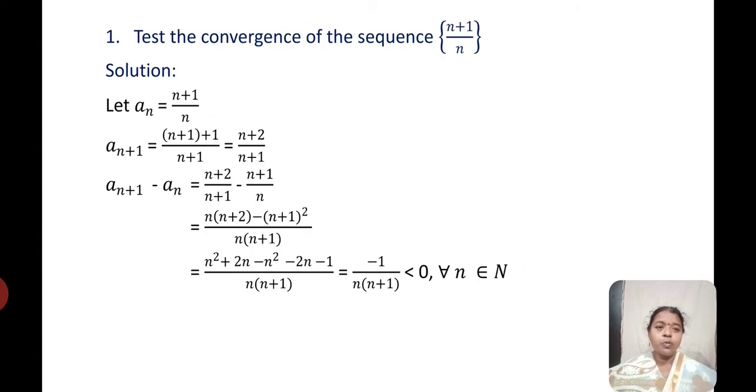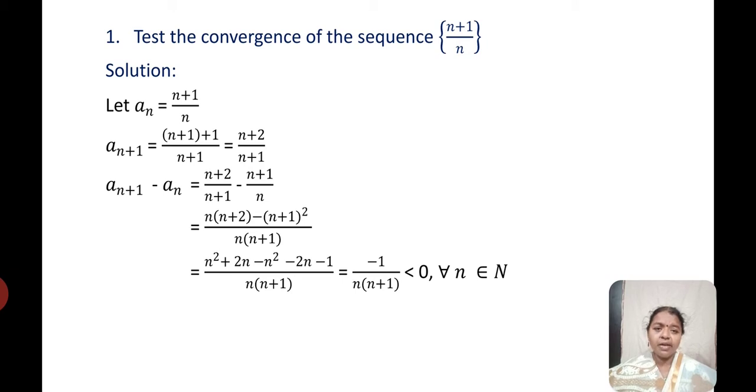Okay, the first problem is test the convergence of the sequence n plus 1 divided by n. To test the convergence of the sequence, first of all we have to check whether it is a monotonic sequence. So let's write down the given problem as an. So an is equal to n plus 1 divided by n.